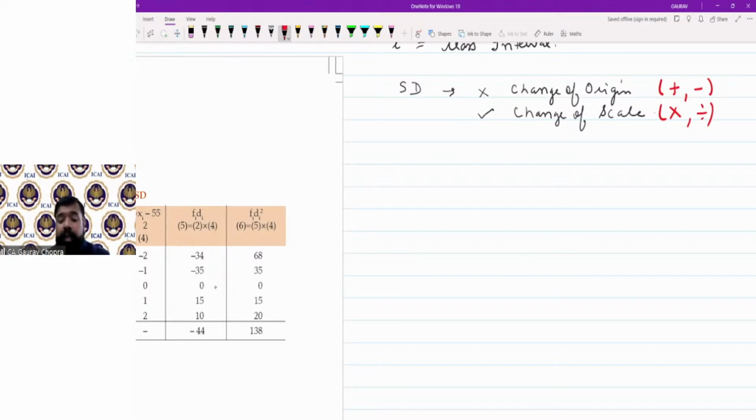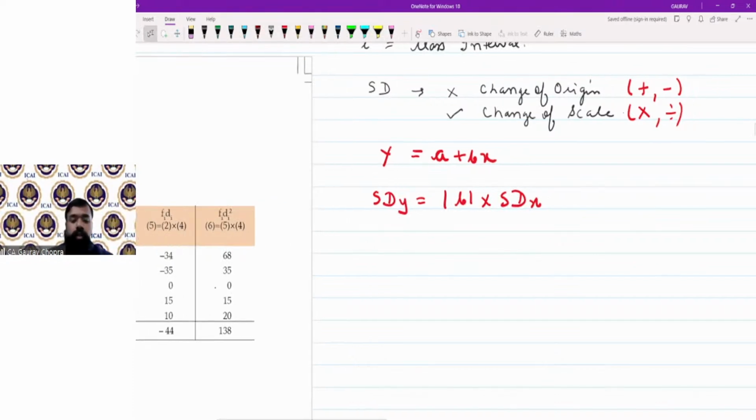Now, how to calculate this? We had done it in the previous session also. There is a standard equation, that is y is equal to a plus bx. This is the standard equation. Now, in order to calculate the standard deviation of y, what we have to do? Mod b multiplied by standard deviation of x. You have to multiply mod b with the standard deviation of x to get your result.